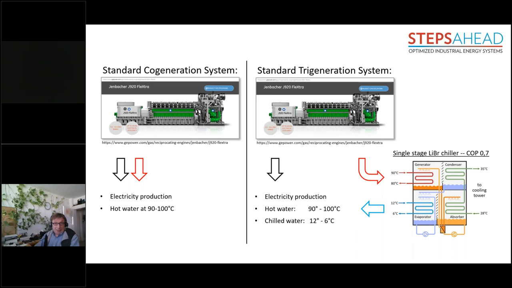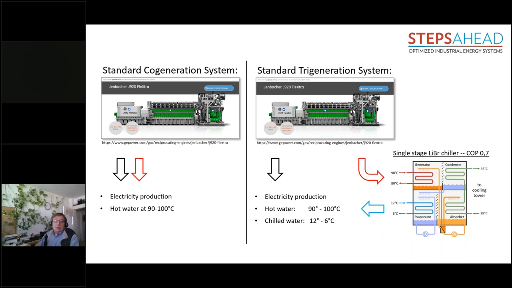Looking at the topic for today, everybody knows what is meant by cogeneration and trigeneration, but nevertheless, I wanted to have one slide on that. In cogeneration, you simply take the heat from the engine and you take the mechanical power and turn it to electricity. No need to explain it right here.